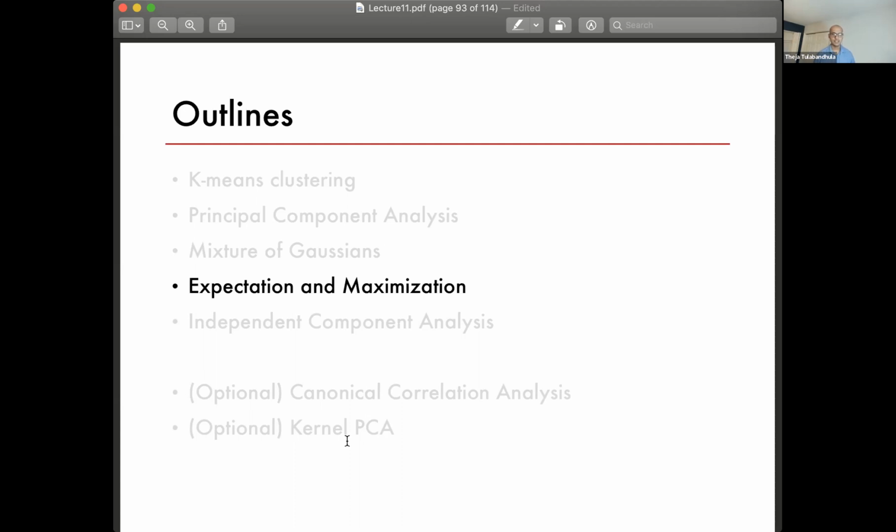I was going to briefly mention a couple of other problems in the unsupervised learning landscape. One of them is independent component analysis. The other one is canonical correlation analysis. I will skip that in the interest of time. So I would suggest you look at the next slide deck, lecture number 12. And if you have any questions, reach out to me.